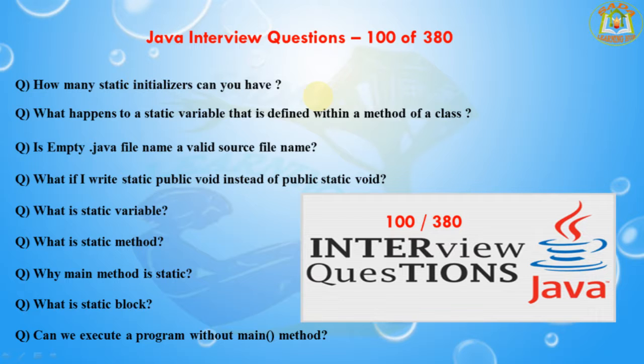Today's session, we are going to learn the most important Java interview questions. The first question is, how many static initializers can you have? As many as you want. But the static initializers and the class variable initializers are executed in textual order and may not refer to the class variables declared in a class whose declarations appear textually after the use, even though these class variables are in scope.